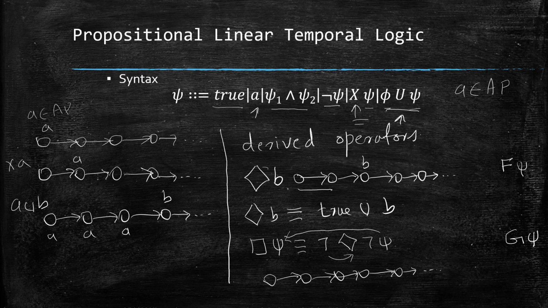Now I want to say, for example, box A means globally A, and this is also equivalent to saying GA. It means A is true on all the instances or all the states of this trace. So this is how we represent the global operator or the box operator.